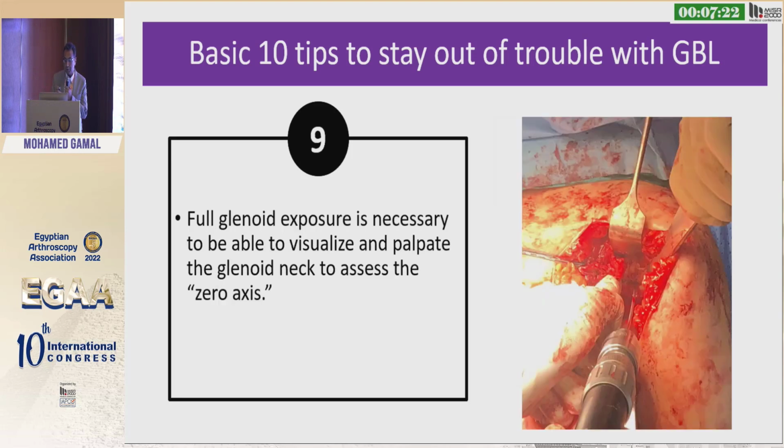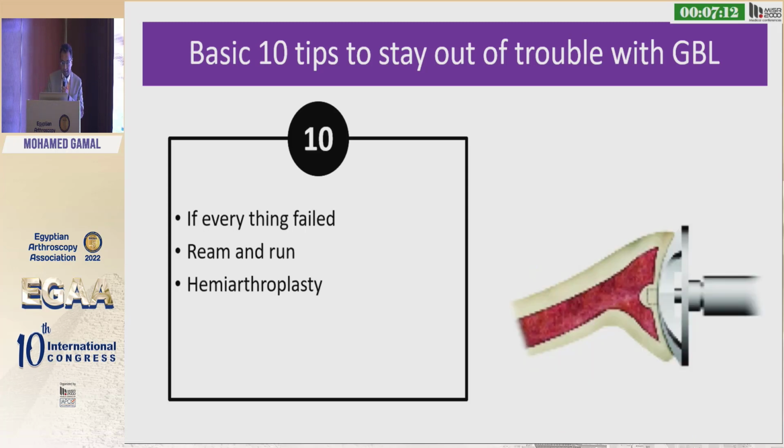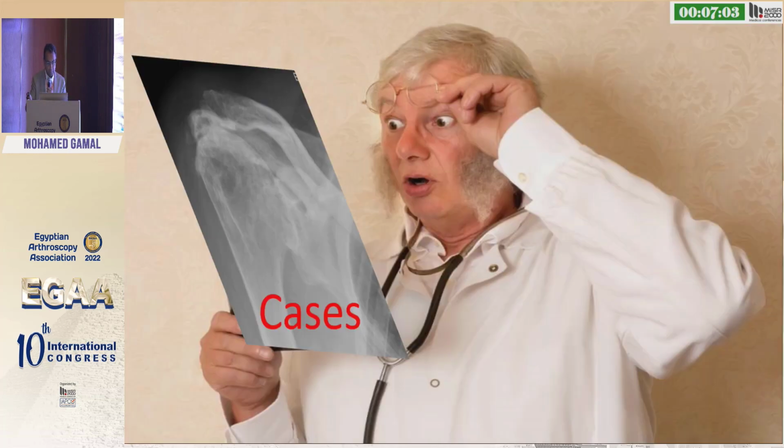Full glenoid exposure is mandatory to be able to visualize and palpate the glenoid neck to assess the zero axis with your finger, as we call it, the pistol technique. Finally, if everything failed, ream and run, as Dr. Rokot said, hemiarthroplasty may be the final option.